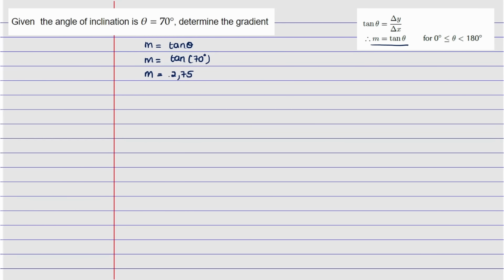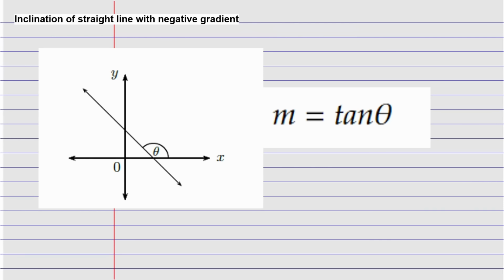2.75. So your gradient here is going to be 2.75. Do you see the fact that our gradient is positive? So that's how you're going to do it if you're given the angle of inclination and you need to find the gradient. So now we're going to move to inclination of a straight line of a negative gradient, right?